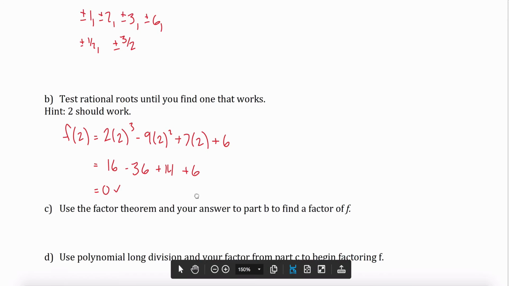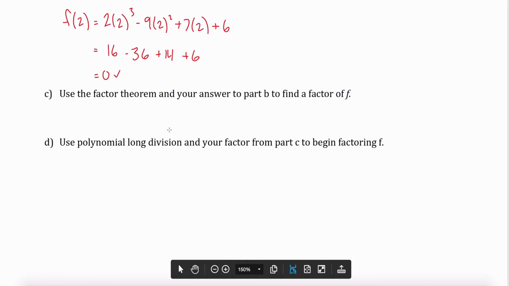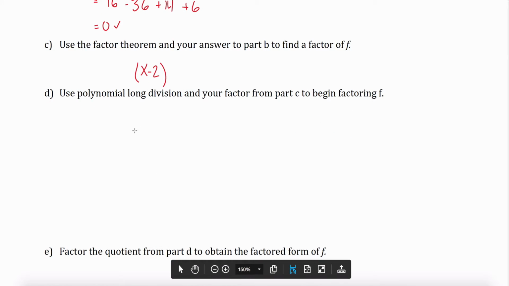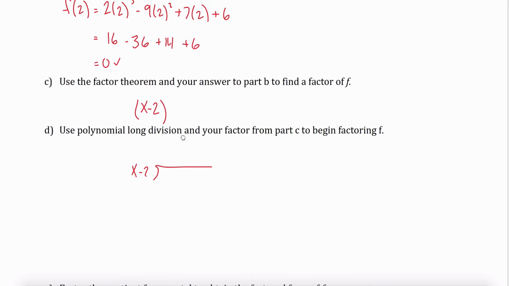Part C says, all right, there's this thing called the factor theorem. This says anytime that r is a root, x minus r is a factor. So I can apply that to learn that x minus 2 is a factor precisely because 2 was a root of this polynomial. And the minute that I know that x minus 2 is a factor, that means I can do polynomial long division. X minus 2 divided into my polynomial, which was 2x cubed minus 9x squared plus 7x plus 6. And when I do this, I better get a remainder of 0 because x minus 2 should be a factor of this polynomial, so it should divide in evenly.